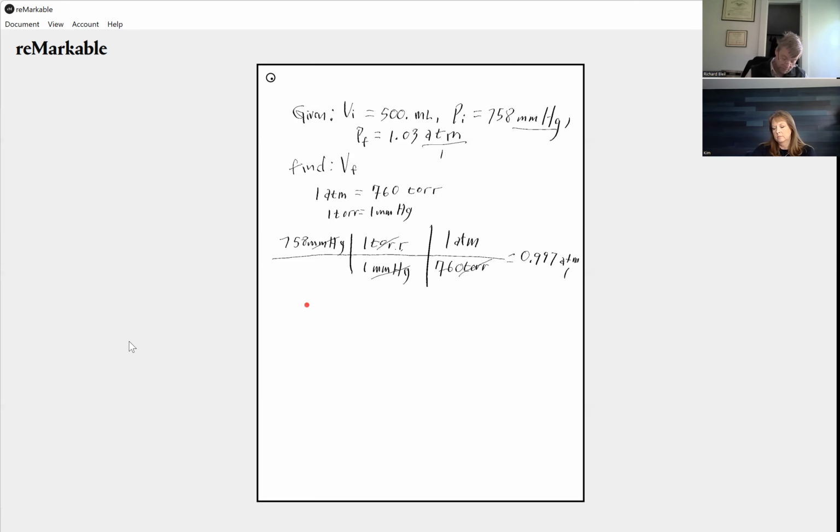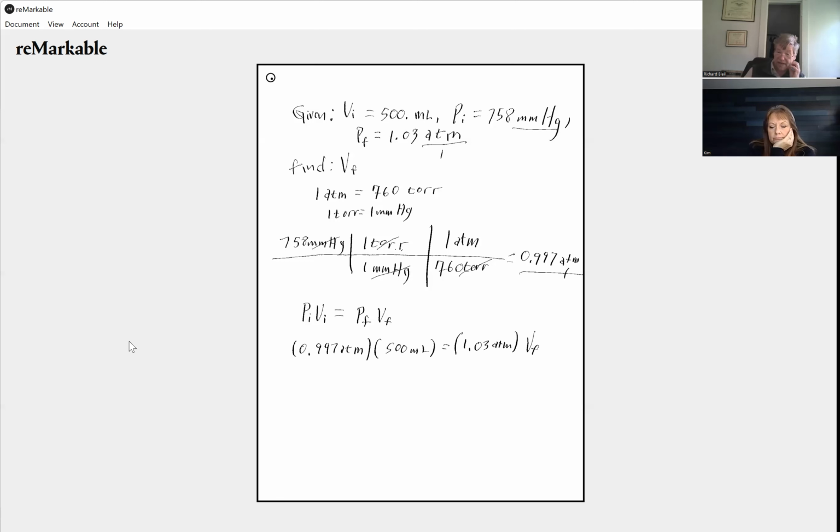Now, we've already derived Boyle's law. Now we just substitute. We have a new initial pressure, not a new one really, it's just different units. We know our initial volume is 500. We know our final pressure is 1.03. We are looking for our final volume.